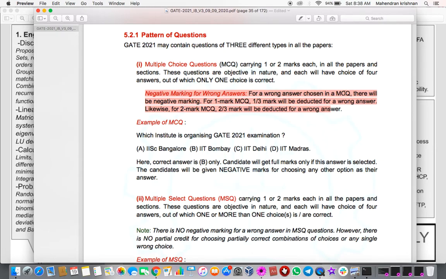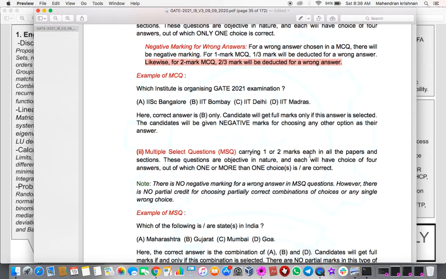For a wrong answer chosen in MCQ, multiple choice question, there will be negative marking. For a 1 mark MCQ, one third will be deducted for a wrong answer. For a 2 mark MCQ, two third will be deducted. Okay. So multiple select questions, all papers, and these questions are objective. Each will be for choice and choice. There is no negative marking for a wrong answer in MSQ.